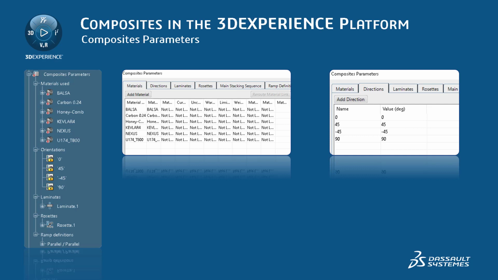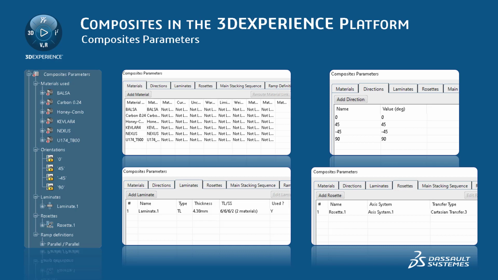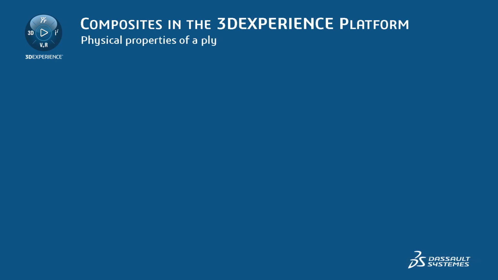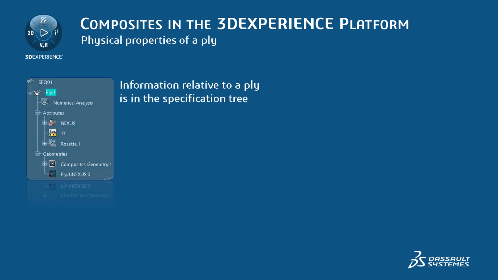You can also add laminate, remove laminate, reorder the stacking sequence, and export or import laminate information in XLS, XLSX, and text format. Finally, you can add a main stacking sequence and a ramp definition. On the 3DEXPERIENCE platform, with the Composites Design application, it is important to define the physical properties of a ply, like the geometry with the contours, the attributes with the material, the ply direction, and the rosette.